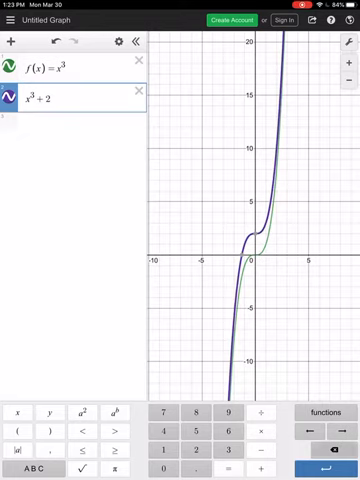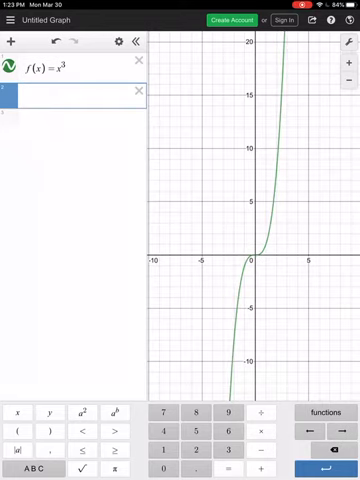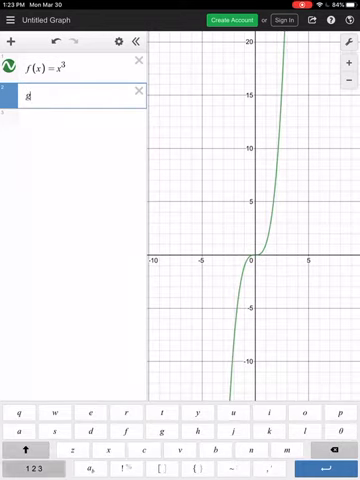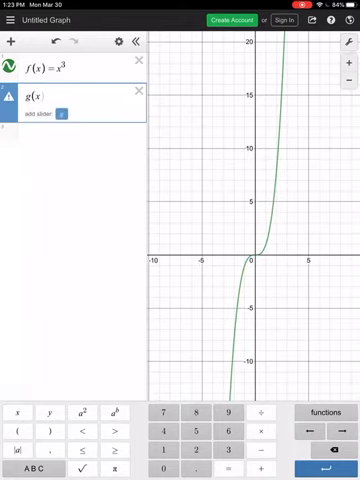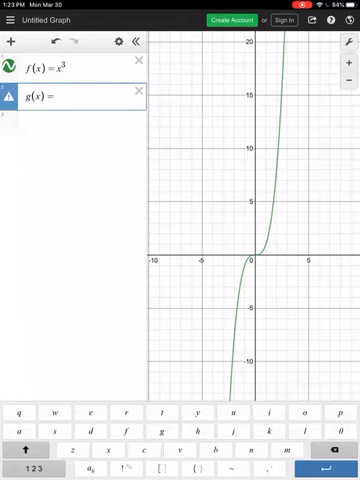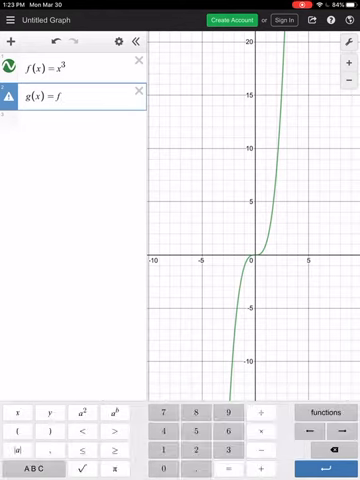Let me write it the way I have on my paper. Let me see if the g of x stuff works. So let's see, g of x equals the f of x function, and then I have plus 2. So just like I wrote it down.